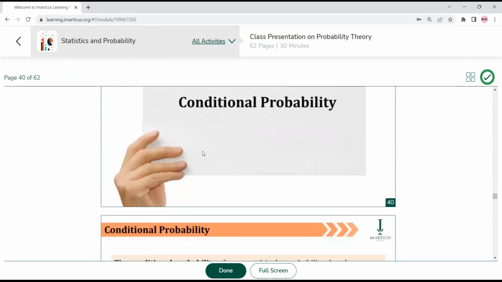Now we'll talk about conditional probability. What do you understand by conditional probability?